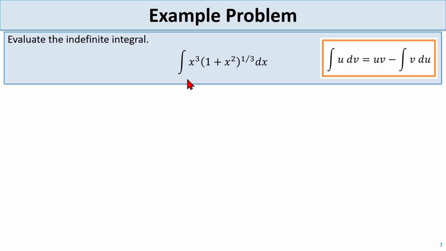Usually when we're using integration by parts, we can figure out what to set u equal to by thinking about our LIATE list, LIATE. However, that's not always the case. In this integral, all the functions involved are algebraic, so the list doesn't really give us much guidance on what to set u equal to.